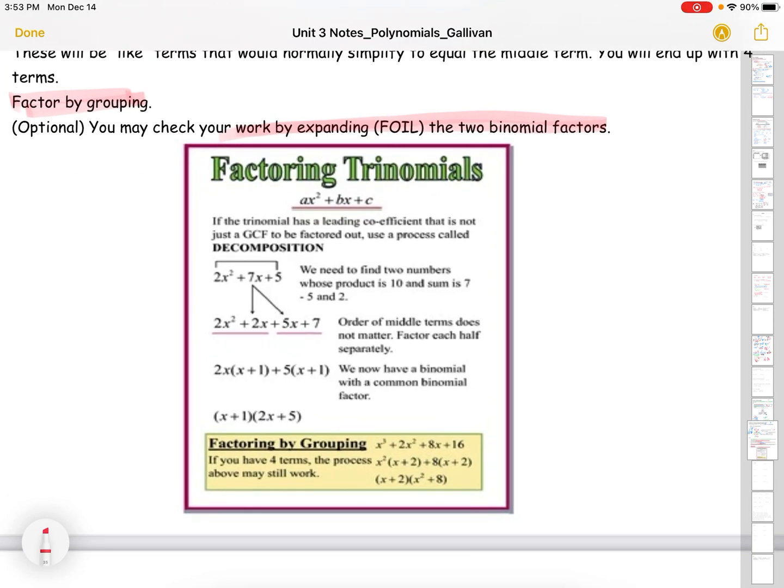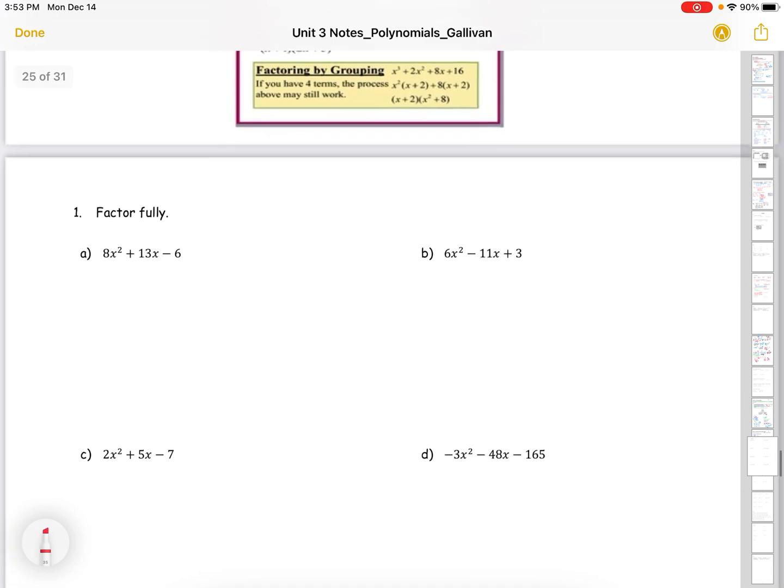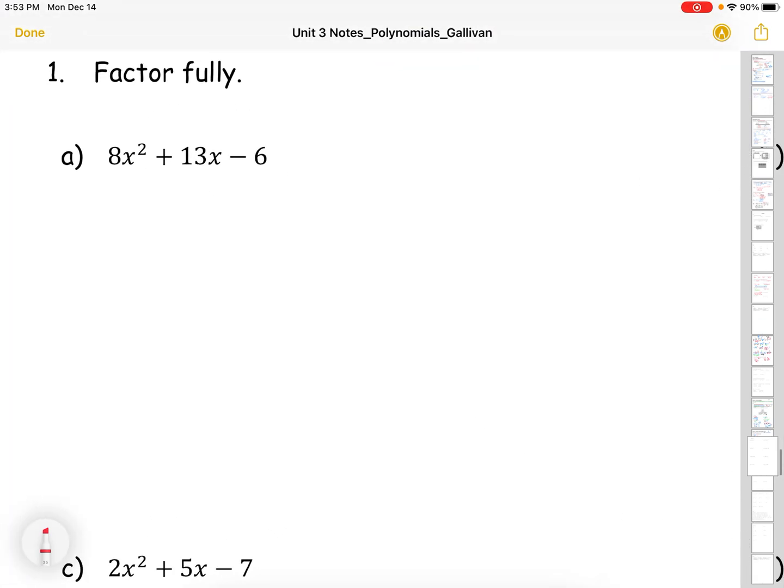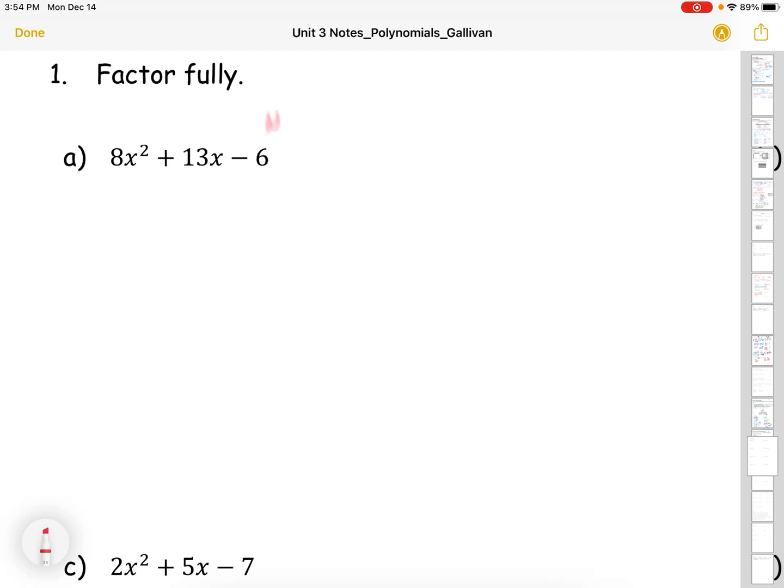Here's another example of how it works. But I'm going to do some examples with you because that is a better way to learn. So, here we go. Are we ready for this? We all ready for this now? Okay. So first we look, there's no GCF, right?